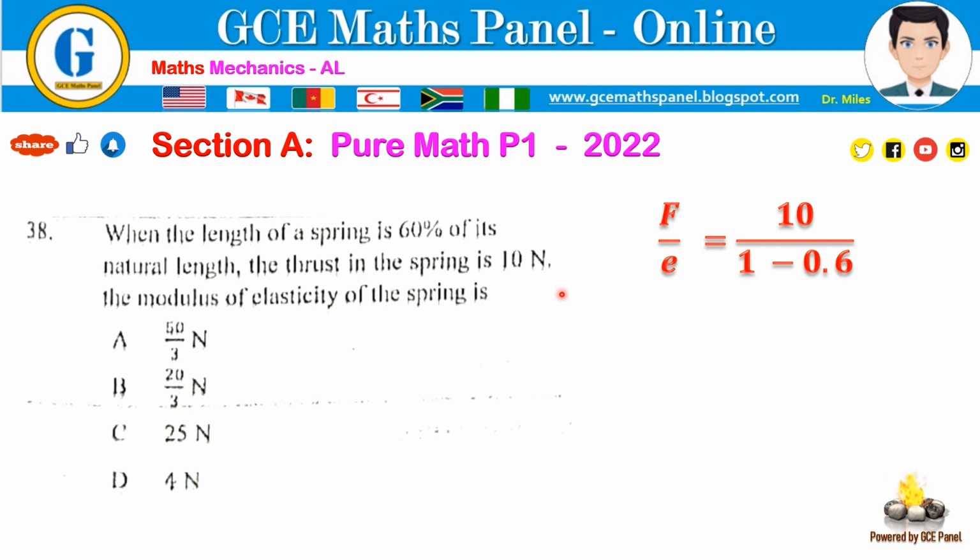So the modulus of elasticity of the spring is given by force over extension or compression. In this case, we have compression. Our compression is 100% minus 60%, which is 40%. So this gives us force over extension, which is equal to 10 over 0.4, which is 25 newtons. So this is the modulus of elasticity due to the thrust, which leads to a compression.